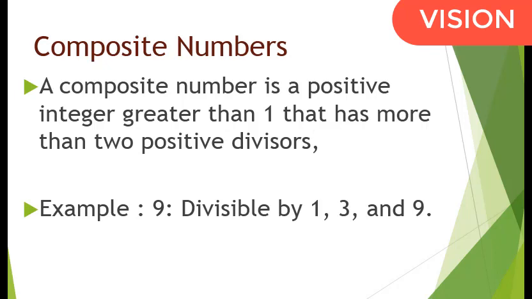Example: 9. 9 has 1, 3, 9. It has 3, more than 2 divisors. So it is a positive integer, and we can call 9 a composite number.